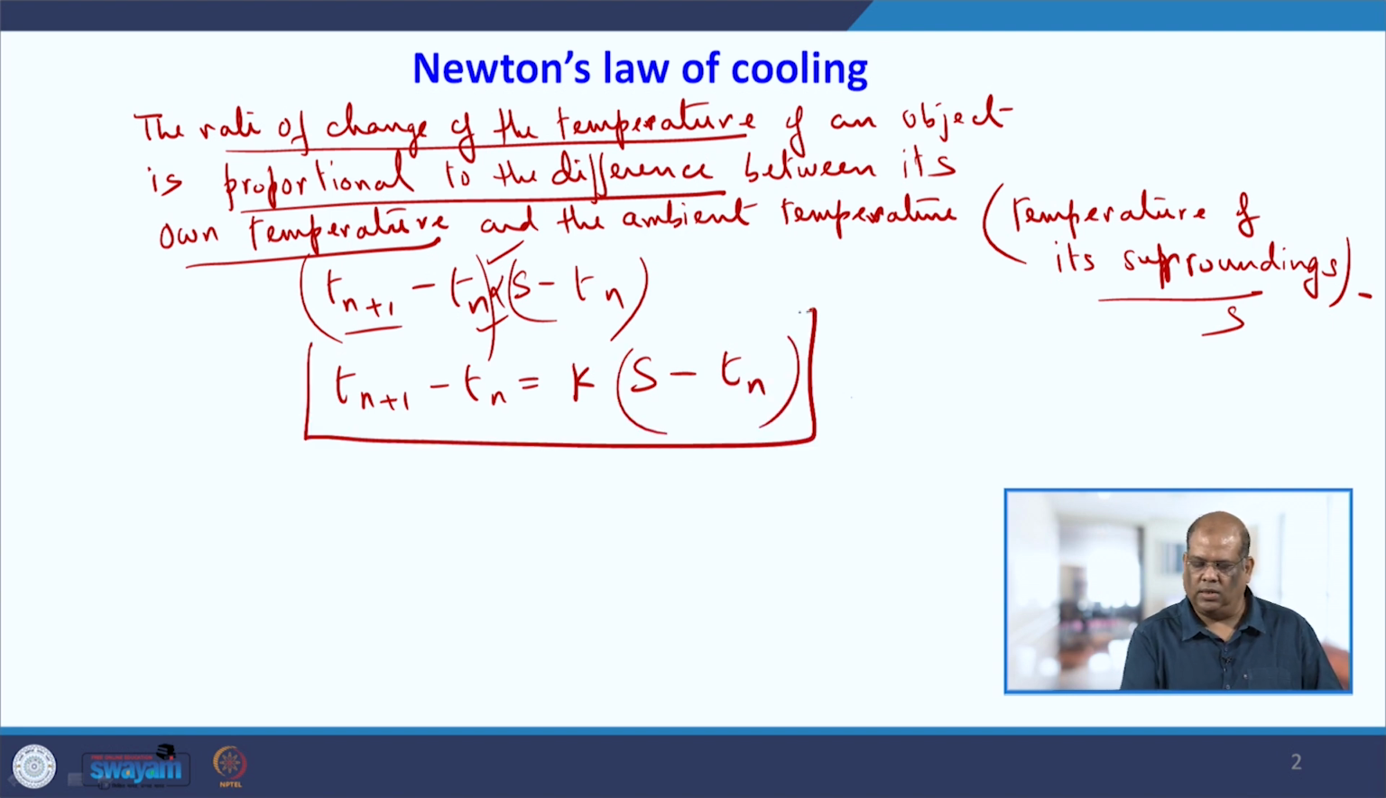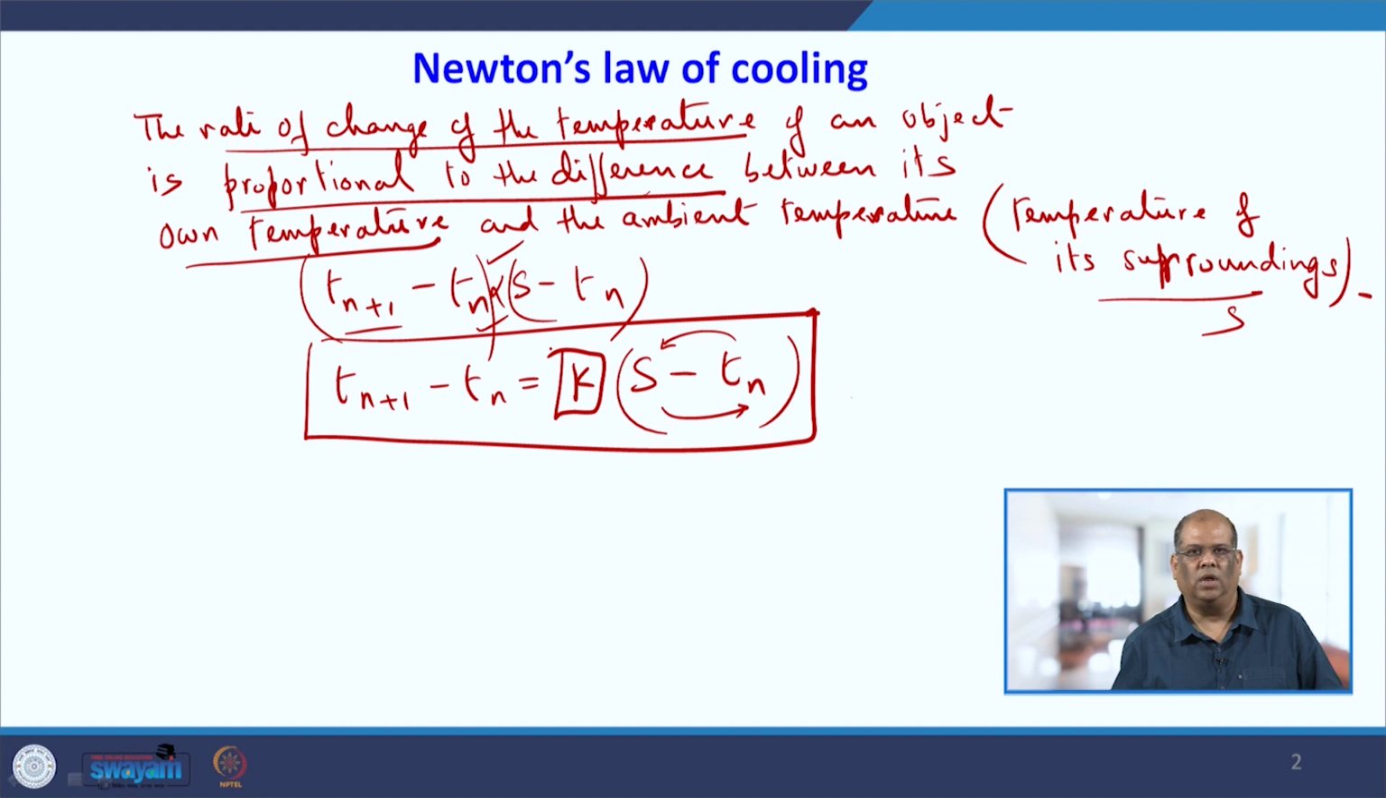Now, one can ask, okay, if I write Tn minus S, what will happen? Well, nothing will happen, it is proportional to the difference. So, whether you write this one first or this one first really does not matter, because it will be taken care of by this constant of proportionality. If for one case it comes positive, for the other case it will come negative. So, it will be adjusted. So, you do not have to worry about this, you can take any one of them as the first and the second one as the second.